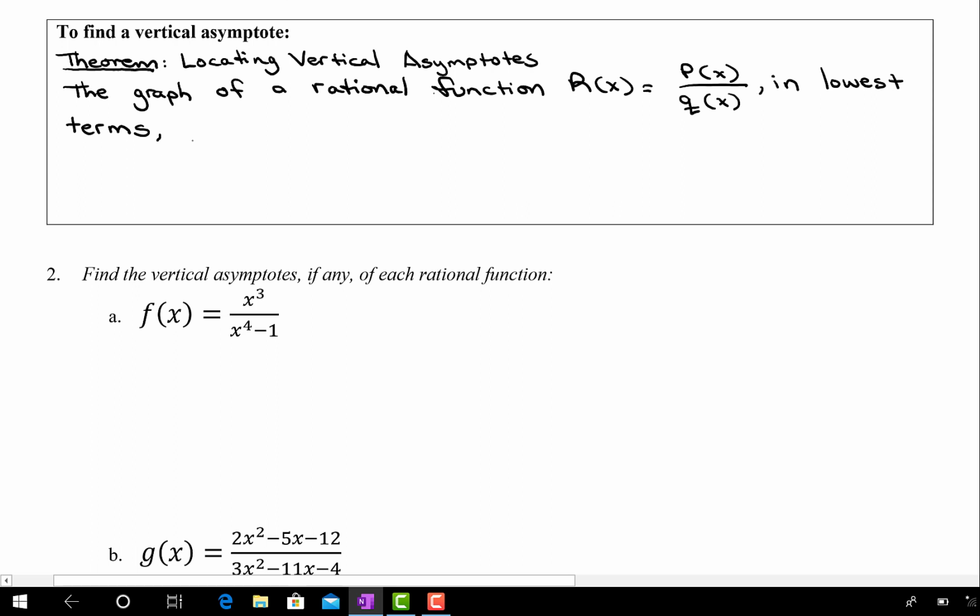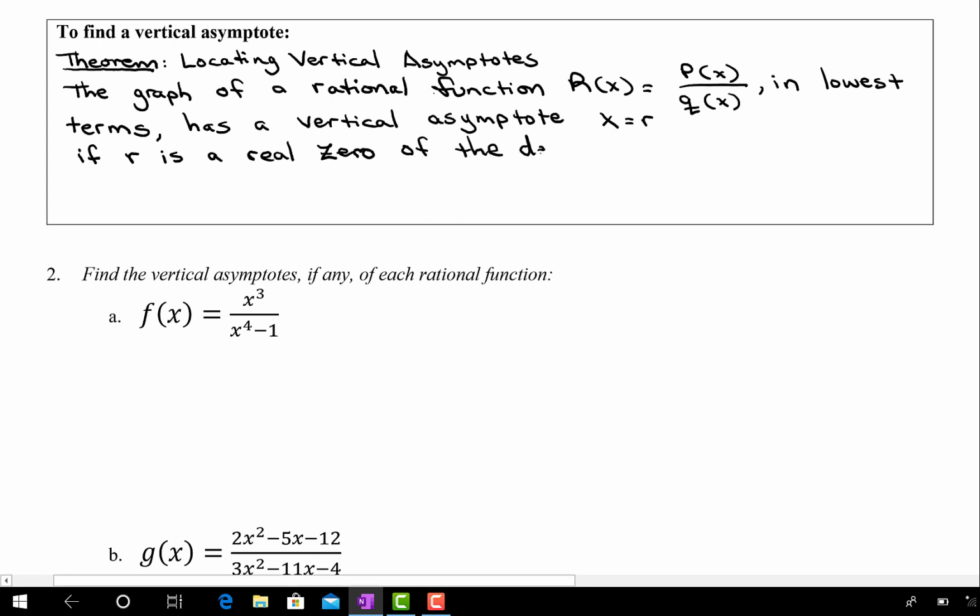This time the rational function does need to be in lowest terms for you to identify vertical asymptotes, okay? Whereas this might not have been important when we were finding domain and I said it didn't matter, you didn't worry about the numerator. This time you do have to worry about making sure it's in lowest terms. So the graph of a rational function r of x equal to p of x divided by q of x in lowest terms has a vertical asymptote x equal to r if r is a real zero of the denominator q.